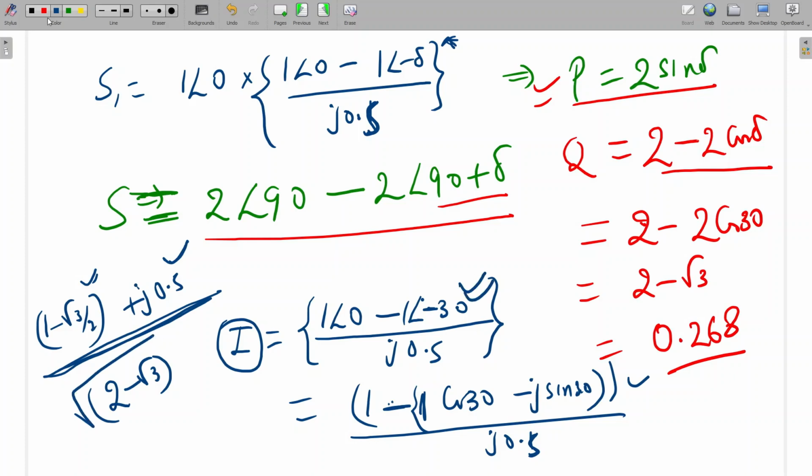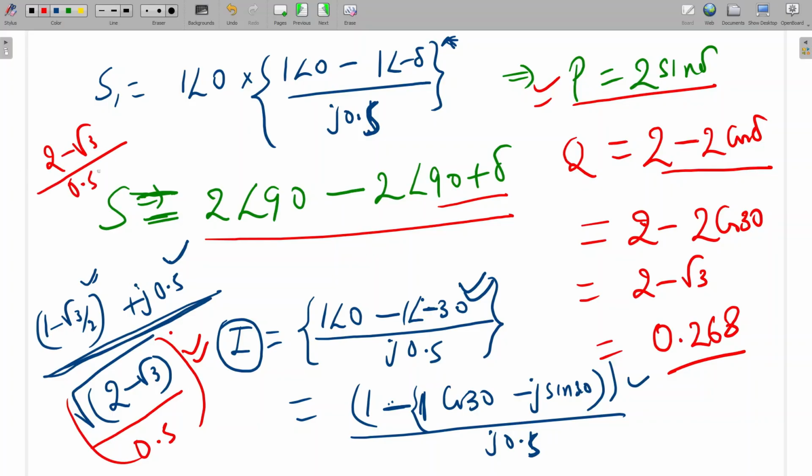And divide by 0.5. So it will be the magnitude of the total current. So this squared into 0.5 will be 2 minus root 3 divided by 0.5. So this will be the total reactive power, I square into XL. This is I.